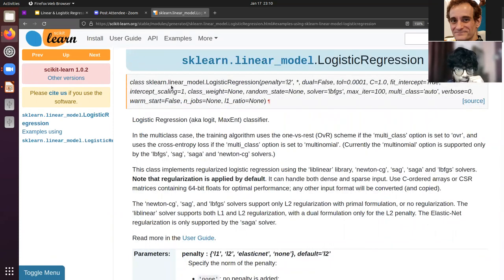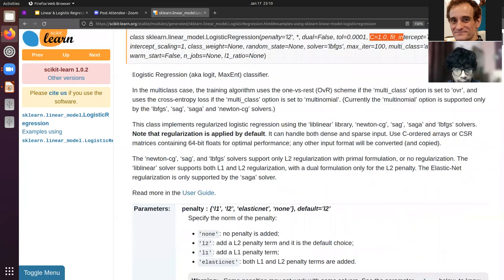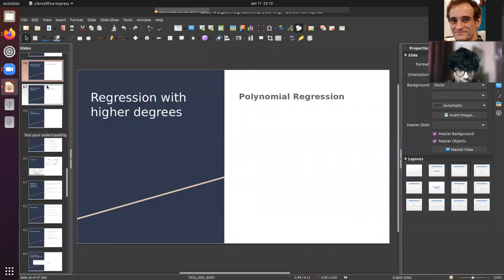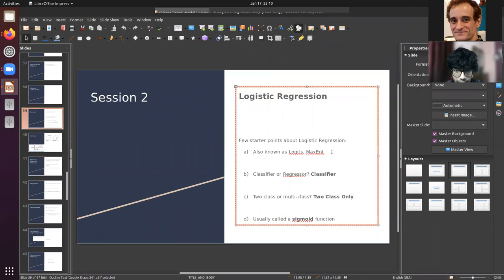All right, now we have this. What are the default terms? We have penalty as L2, dual as false, tol equal to 0.0001, C equal to 1. Doesn't make any sense. Let's read the description. Logistic regression, logit, max. If you have watched my slides very carefully, the first slide was taken from here. This slide number one, the opening slide, this particular line is taken from here.